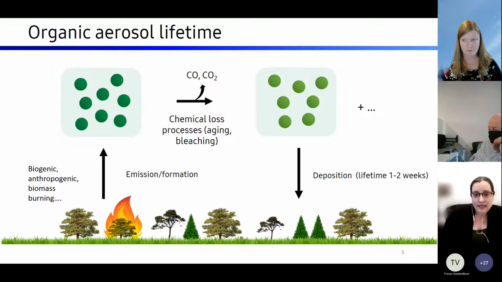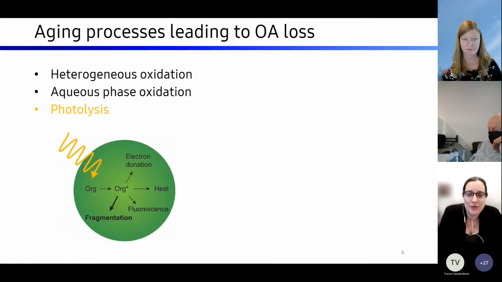So there's 3 main types of aging that we talk about for these particles. We talk about heterogeneous and aqueous phase oxidation. For both of those, it's kind of the same idea. We have an oxidant coming in, something like OH radicals or ozone, and these are acting on the chemicals in these particles. And if you happen to have an oxidation event that leads to a volatile fragment, you're going to see a decrease in mass.